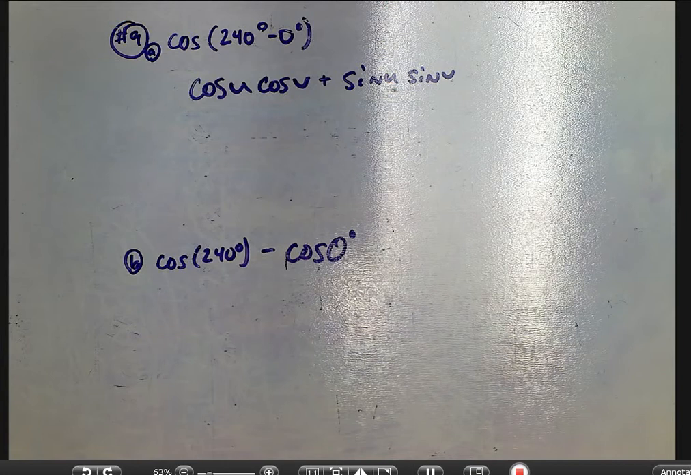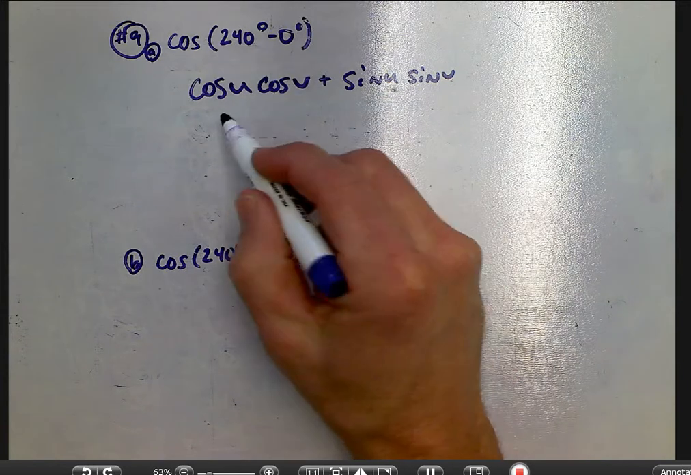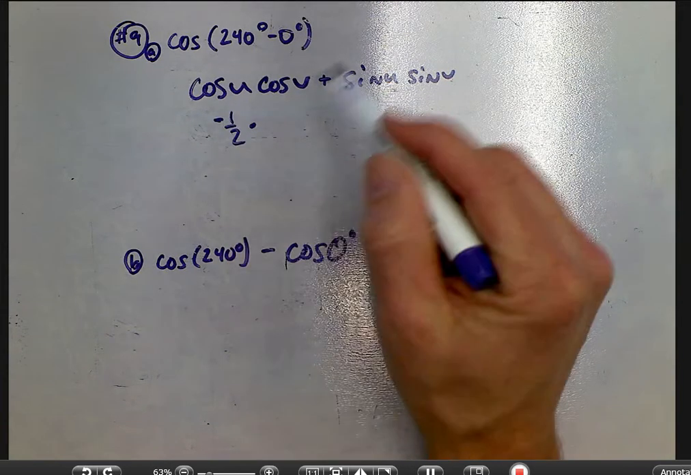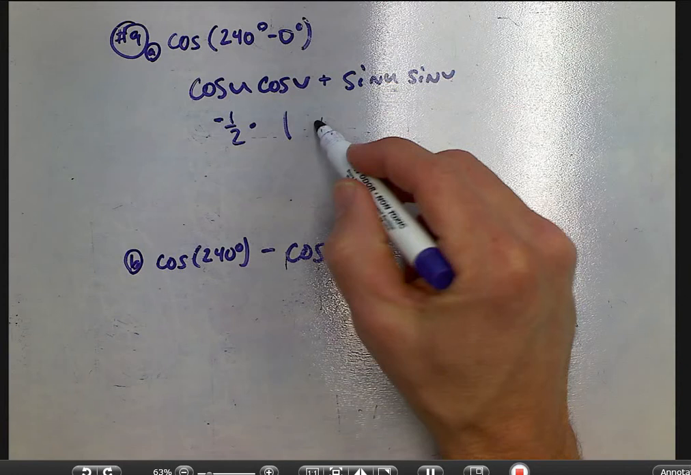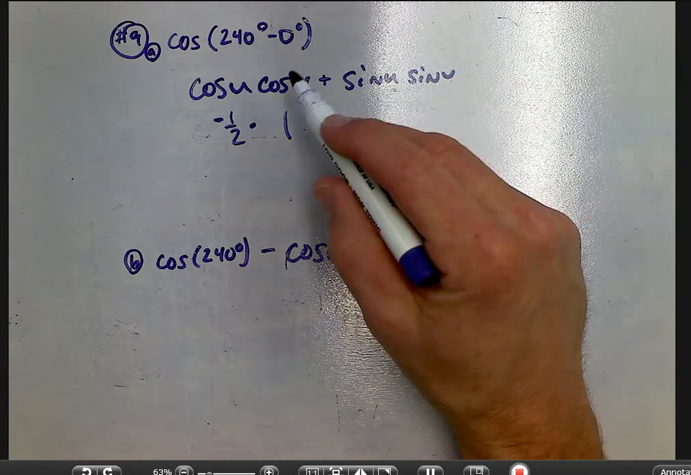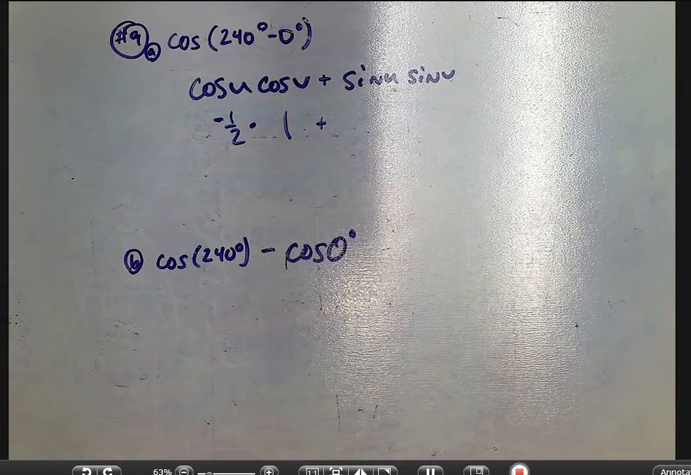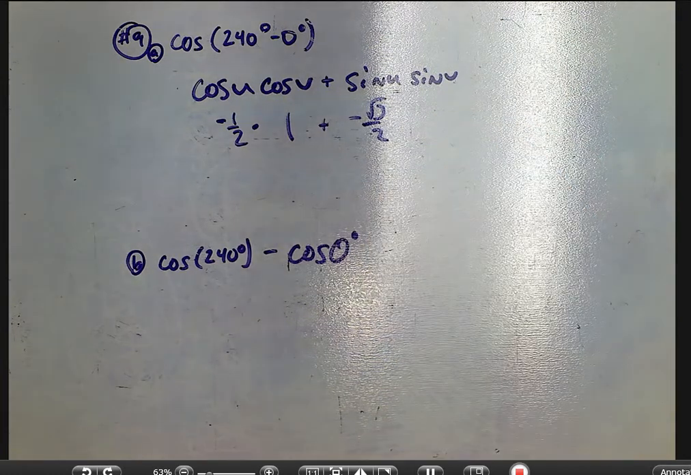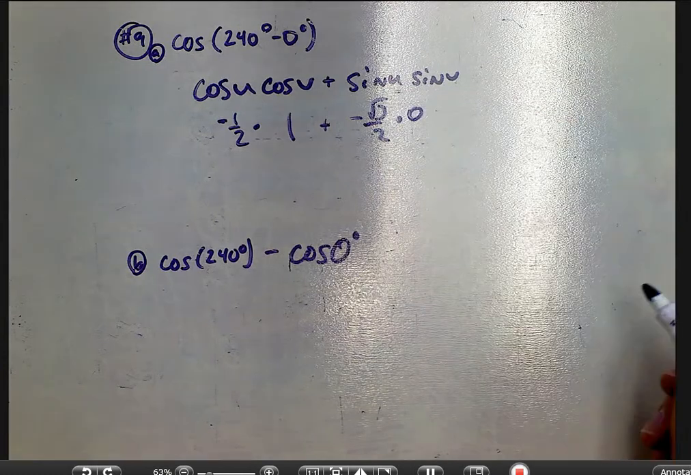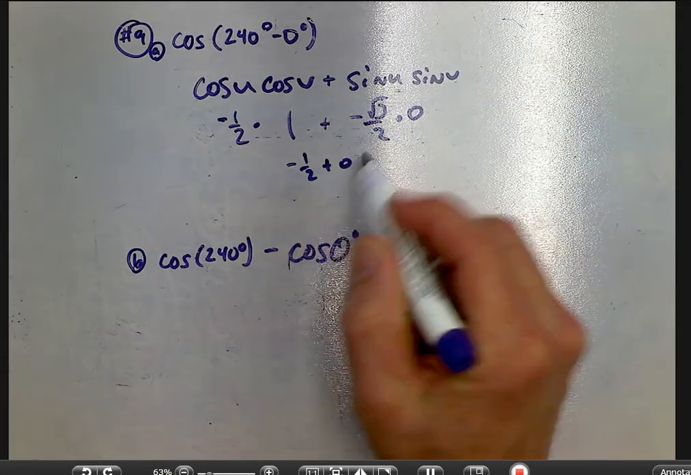So the cosine of 240 is negative 1/2. The cosine of v, or the cosine of 0, is 1. And then plus the sine of u. I'm not sure what the sine of 240 is off the top of my head. Let's take a look at that. Sine 240, enter. So it looks like negative square root 3 over 2. The sine of v, or the sine of 0, is 0. And so you get negative 1/2 plus 0, so you get negative 1/2.